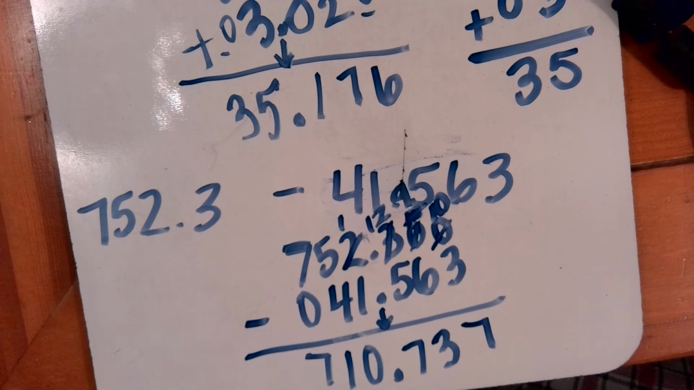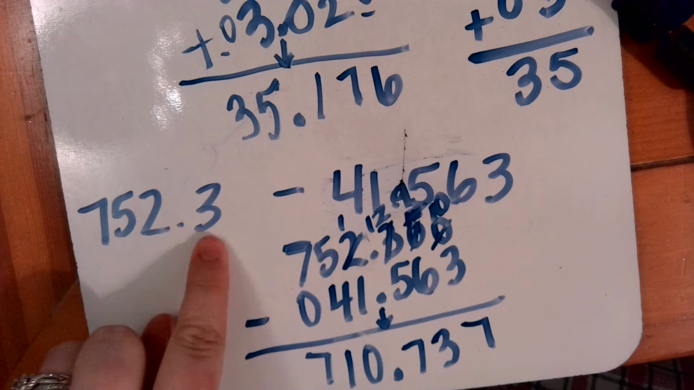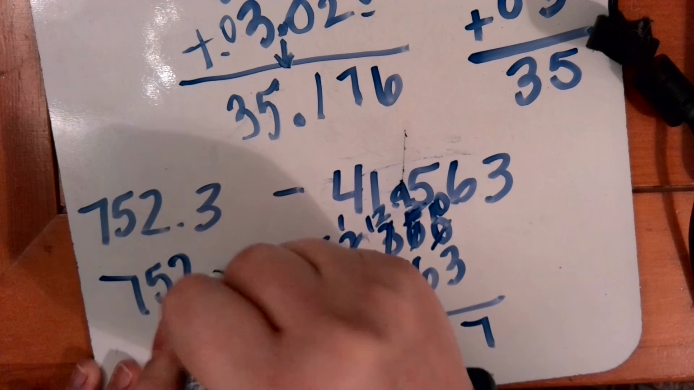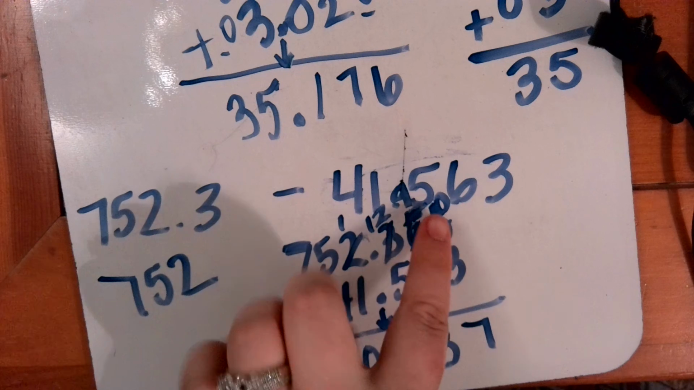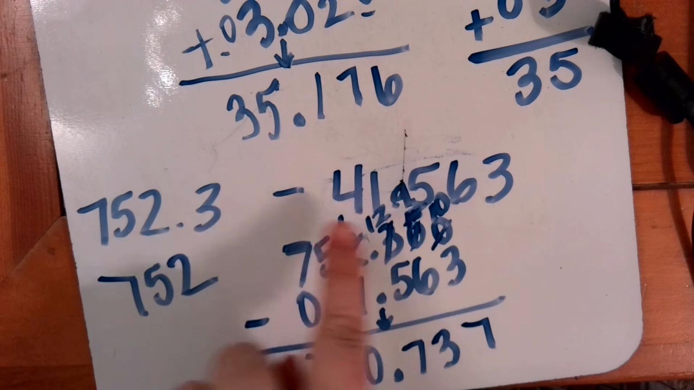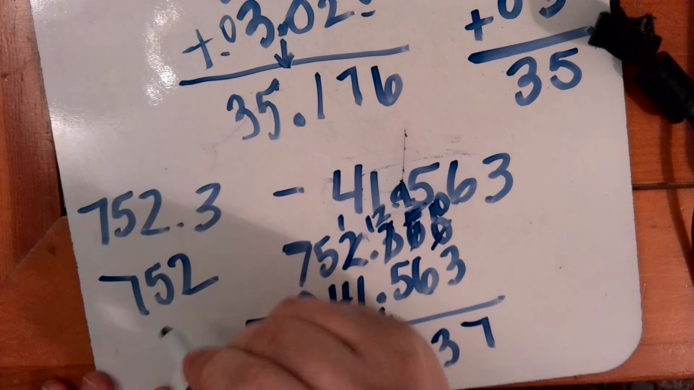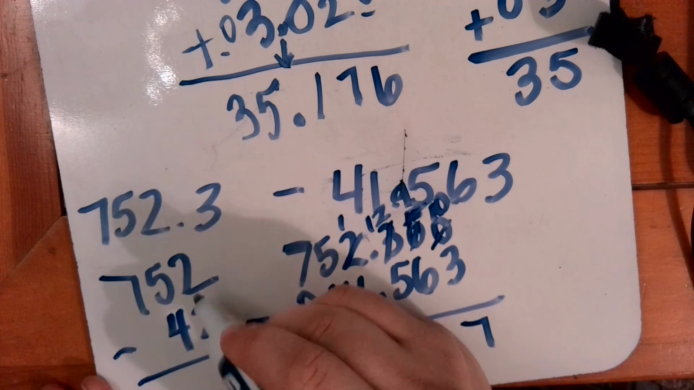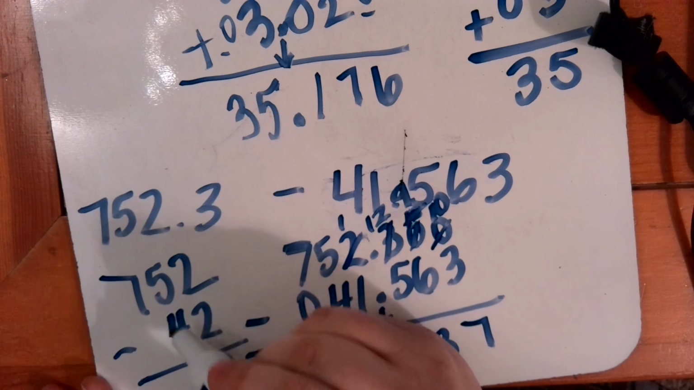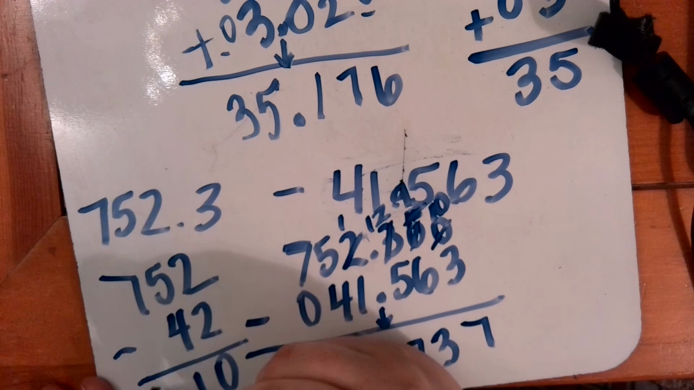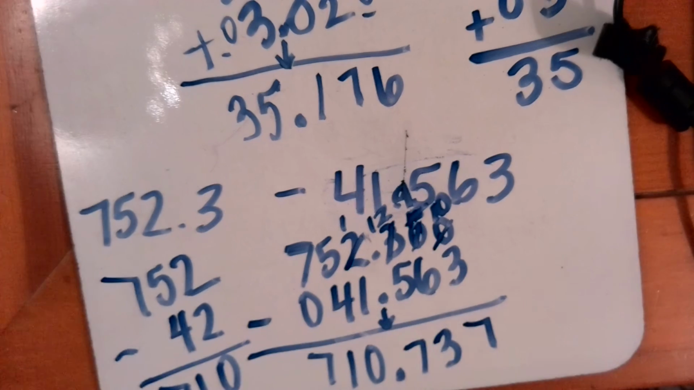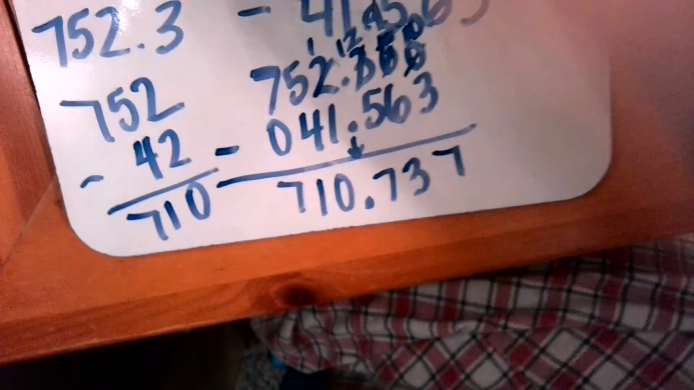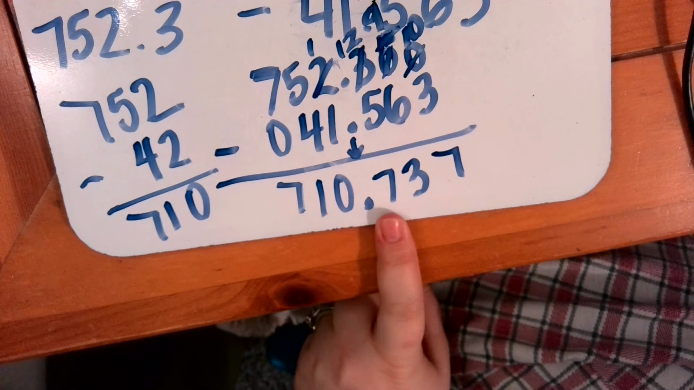Again, I could have guesstimated here. 752.3 is less than a 5 in the tenths place, so it's going to be closer to 752. But 41.563, this 5 is going to make this 41 go up to a 42, so I'm going to do 42. And I'm going to subtract. 2 minus 2 is 0. 5 minus 4 is 1, and 7 minus 0 is 7. You can see that I'm pretty close. 710 is what my guesstimate was, and this was my actual answer.